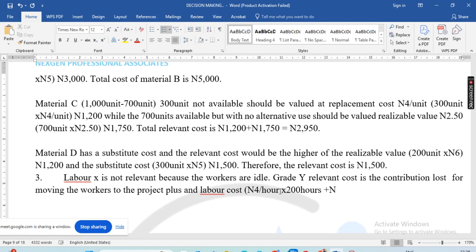What is the cost of the labor? The cost of the labor is 3.50 per hour, times the 200 hours. So what will be the relevant cost when you add these two? 1,500 naira. Good. We now move again.